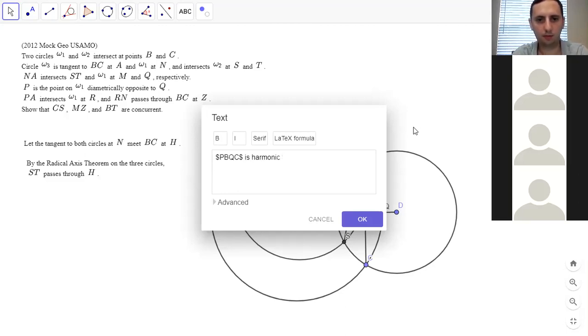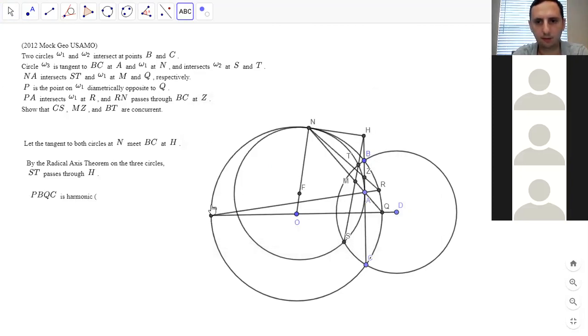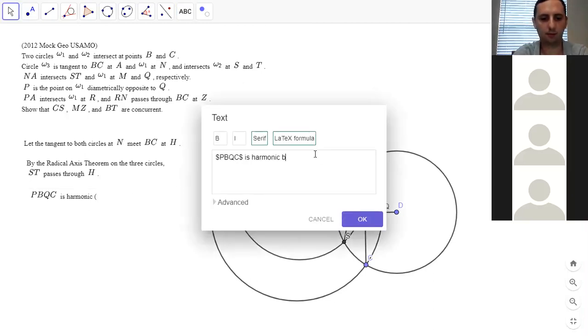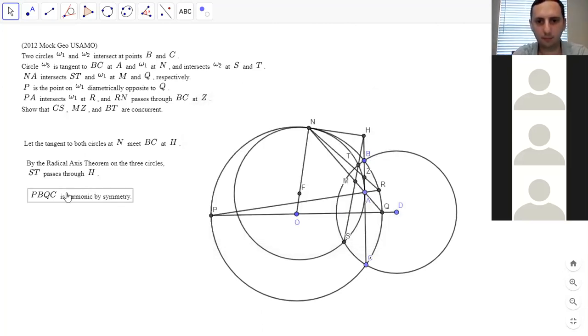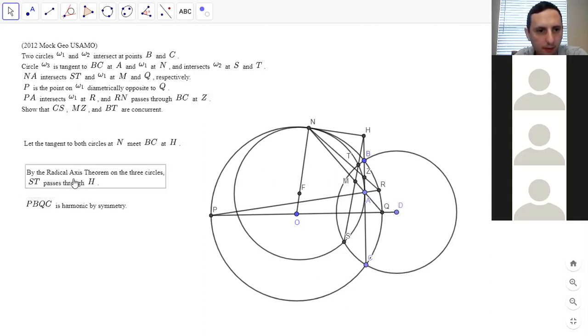And that's obvious. I'll just say by symmetry. I think we should say that Q is the midpoint of arc BC, so it will be harmonic. Oh yeah, actually, we still have to prove that N, A, and Q are collinear, right? You mentioned that earlier. So we have to prove that Q is the midpoint of arc BC.